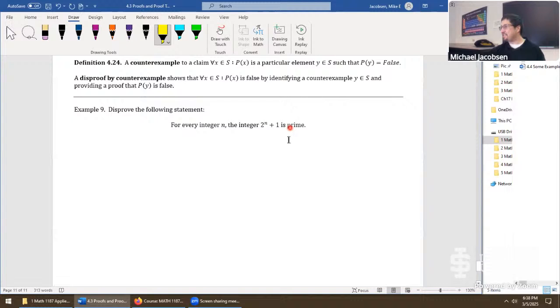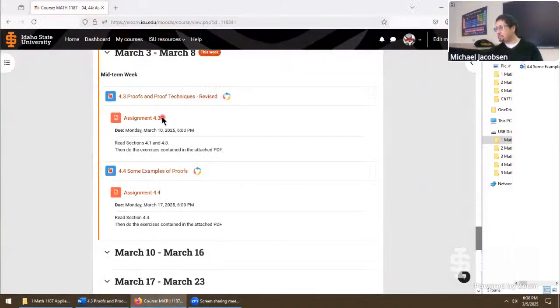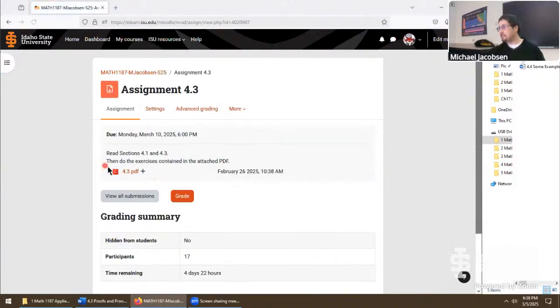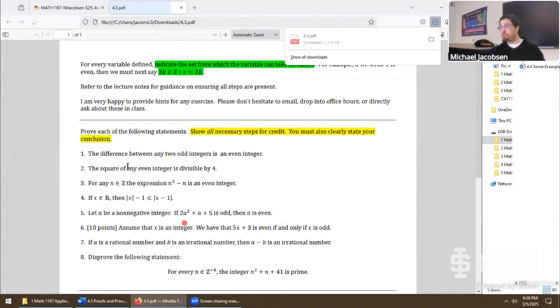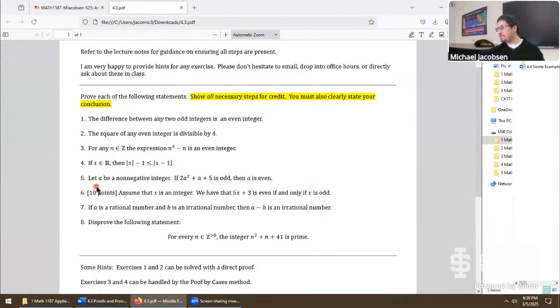And now I feel really bad about the homework because the one we're doing here in the notes is not too bad. The one in the homework is actually really hard, so I feel like we should just give a hint to that one right away. The last problem on the homework, section 4.3, says, disprove the following statement: for every non-negative integer n, the integer n squared plus n plus 41 is prime.